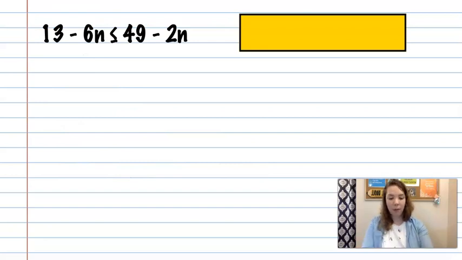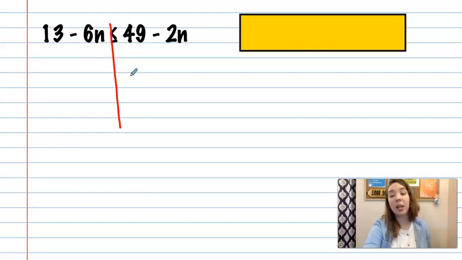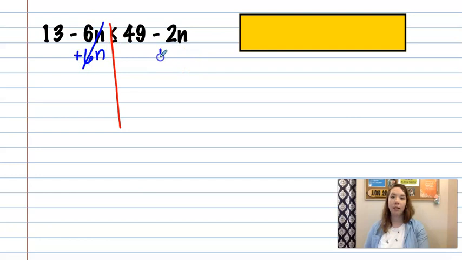So here I'm going to draw my line down. And I have variables on both sides, so I want to get them together on the same side, and I like to move the smaller. The smaller in this case is negative 6n, because that is smaller than negative 2n, so I'm going to do the opposite and add 6n to both sides. So then we have 13 is less than or equal to 49 plus 4n. And now we have a two-step to finish out.